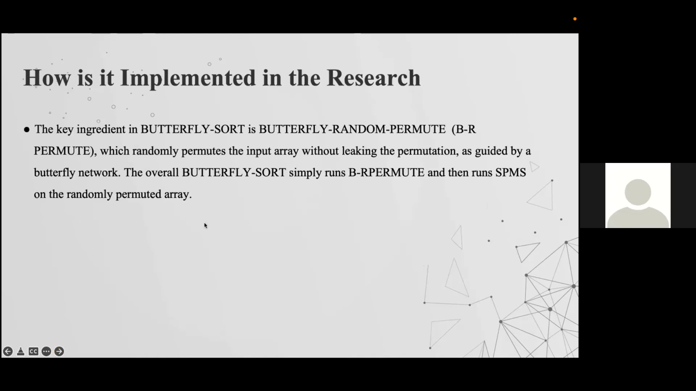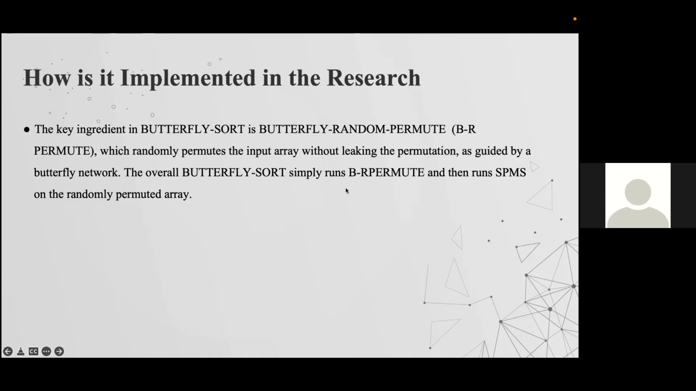Coming to the implementation steps, there are mainly two steps in this butterfly sorting algorithm: one is butterfly random permute, and the second one is sample partition merge sort. Let's go into the first step. Here we take an unsorted input array and rearrange it, or we just call it a permutation, without leaking the way of the permutation. That is the main idea behind it. We shouldn't leak the actual information we have.